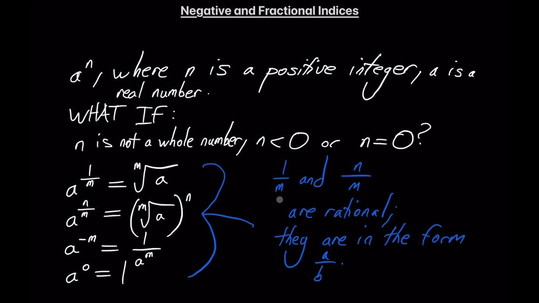It should be noted that 1 over m and n over m are rational, i.e. they are in the form a over b, and this form cannot be simplified any further. That's a very important thing to keep in mind. So now let's look at some examples. Look at this first set of examples.